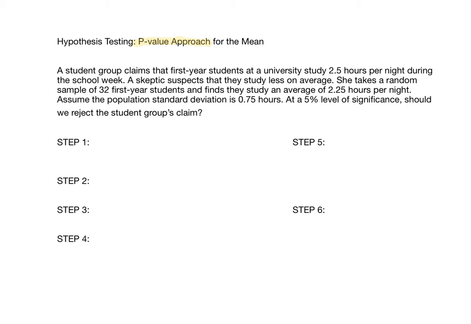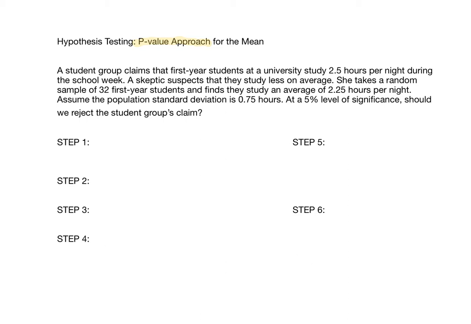She takes a random sample of 32 first-year students and finds they study an average of 2.25 hours per night. Assume the population standard deviation is 0.75 hours. At a 5% level of significance, should we reject the student group's claim?